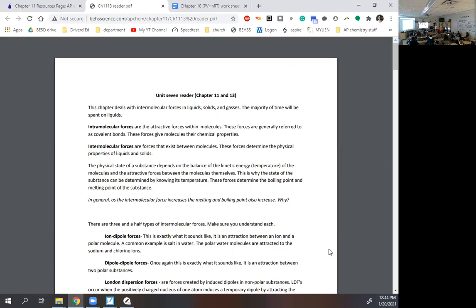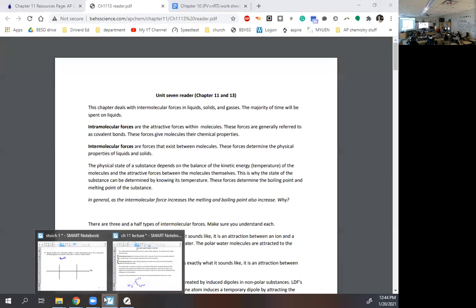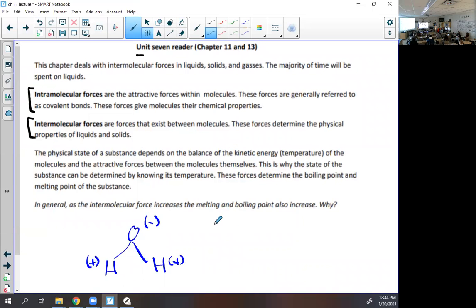Intermolecular forces are forces that exist between molecules, not atoms, molecules. These forces determine the physical properties of liquids and solids. So all year, we've been talking about the chemical properties. Now we're talking about the physical properties. So melting point, boiling point, and vapor pressure are typically the things we're going to worry the most about.